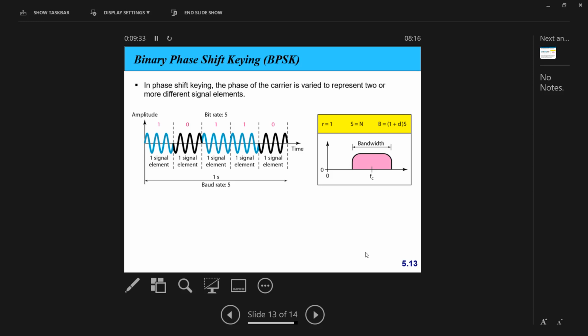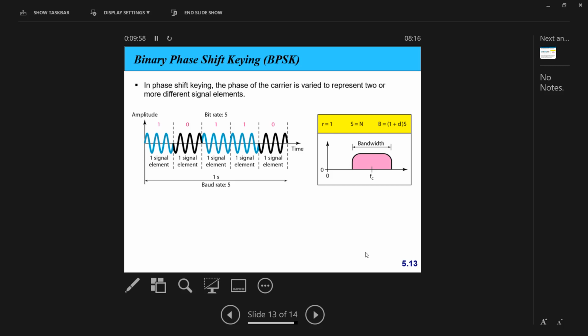Okay. So in this case, what will be the bandwidth? It will be the same as the amplitude shift key because each bit will be represented by one signal element and we have the same frequency. So R equal to 1, S equal to N, and bandwidth will be 1 plus D multiplied by S, and we have one carrier frequency FC because we change the phase. So bandwidth will be the same as the amplitude key.